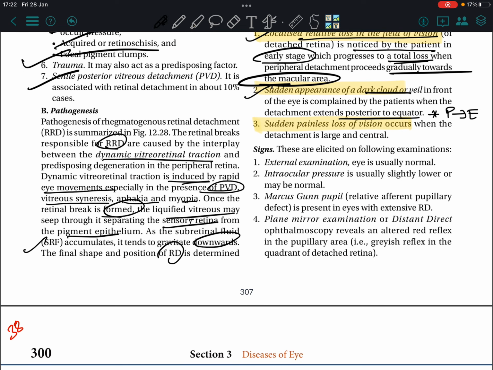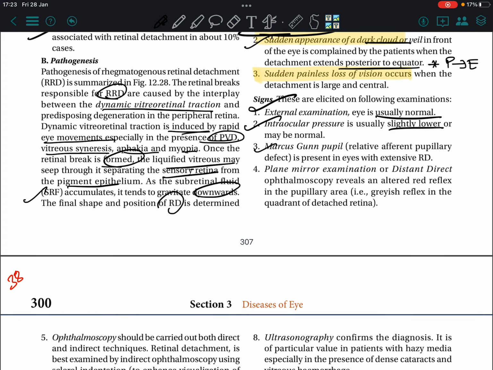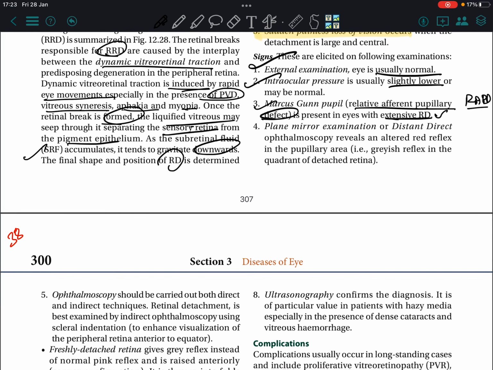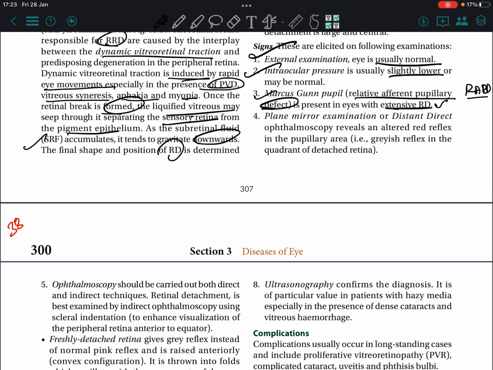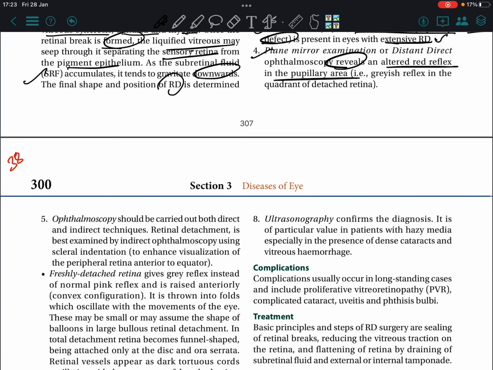Signs are elicited on the following examination. External examination: the eye is normal. Intraocular pressure is usually slightly lower or normal. Marcus Gunn pupil, a relative afferent pupillary defect (RAPD), is present in eyes with extensive RD. Plain mirror examination or distant direct ophthalmoscopy reveals an altered red reflex in the pupillary area, that is a grayish reflex in the quadrant of detached retina.